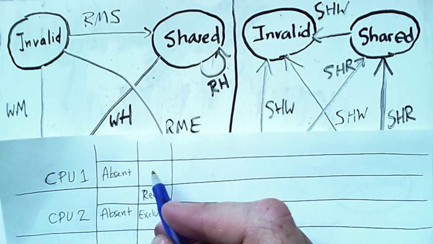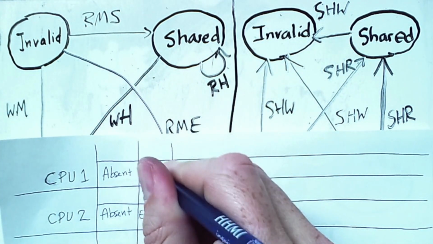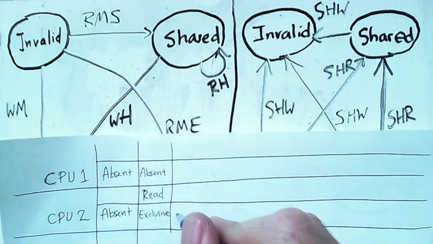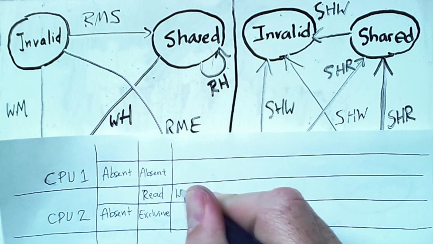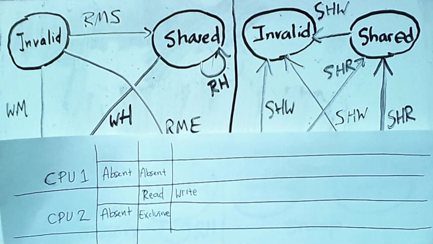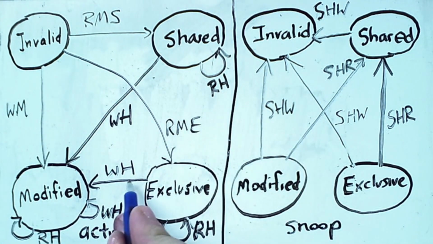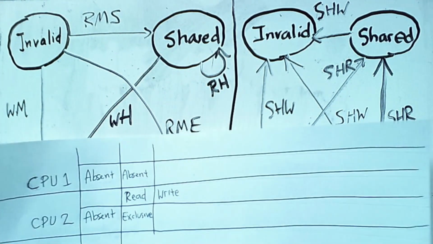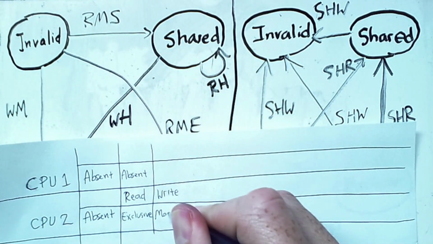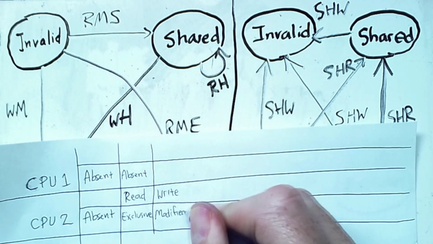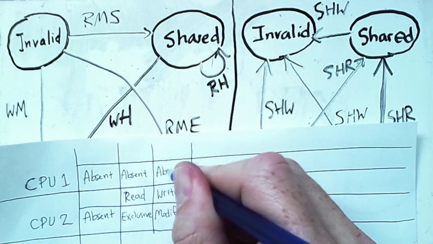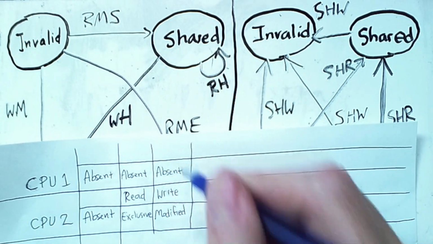Now CPU 1 still doesn't have the data, and so it's still absent there. At this point, CPU 2 can do more actions. It could write to the data, which is a write hit. That causes us to go from exclusive to modified. The data is still absent in CPU 1, so nothing matters to CPU 1 yet.